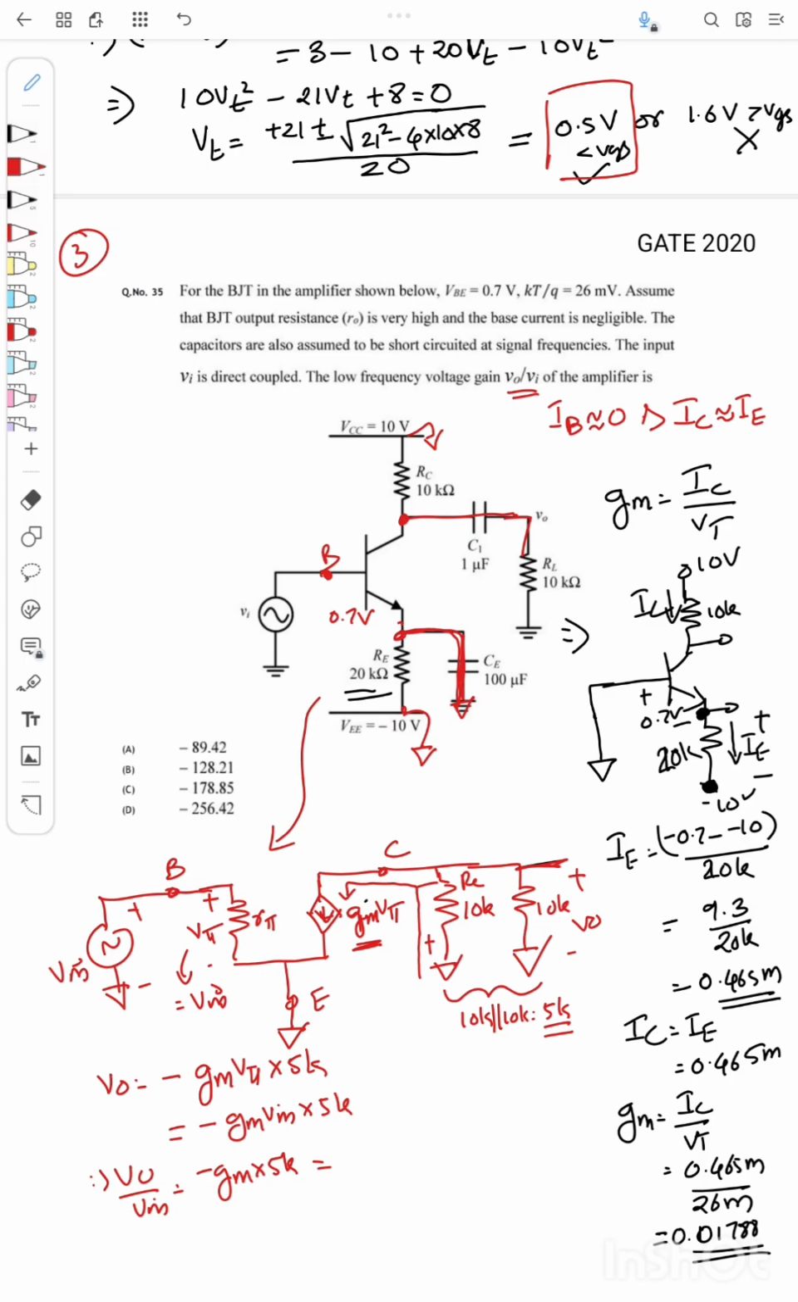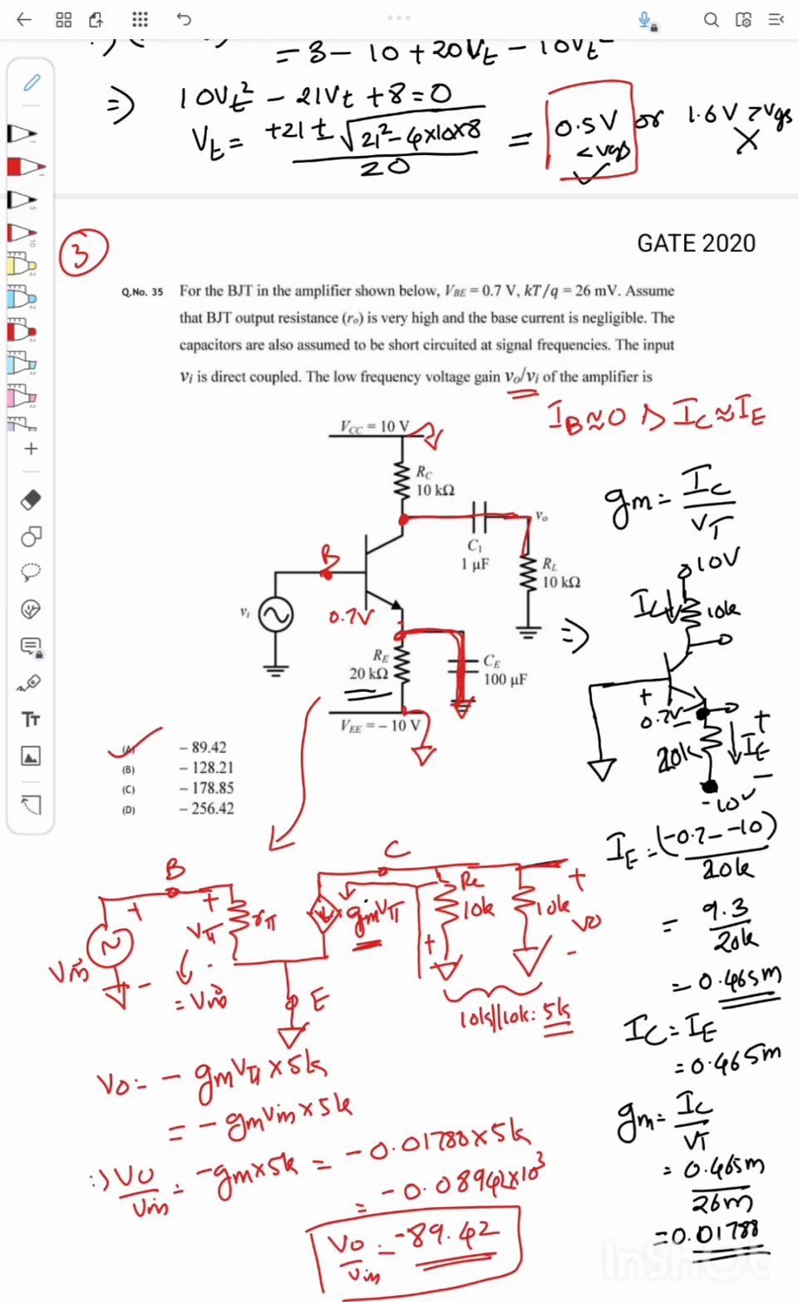So I'll substitute this GM that we have already calculated. So it is minus 0.01788 into 5k. If I substitute this, I will get minus 0.0894 into 10 power 3, or it is 89.4. So this is the value V out by V in. From the options, since there is a minus here, the option is A. Okay, so thank you all.